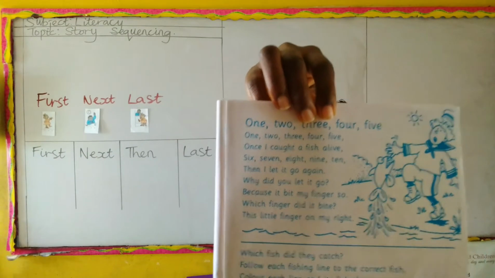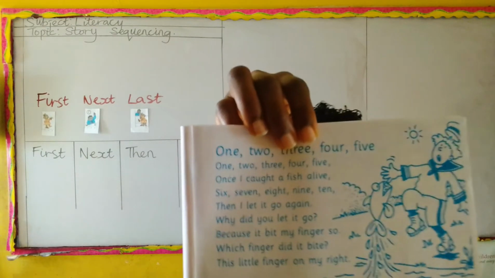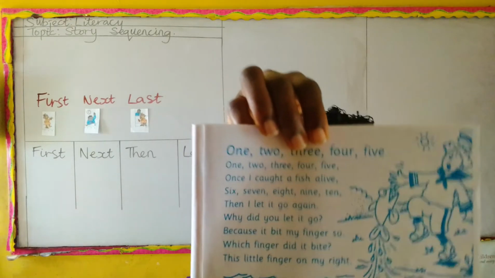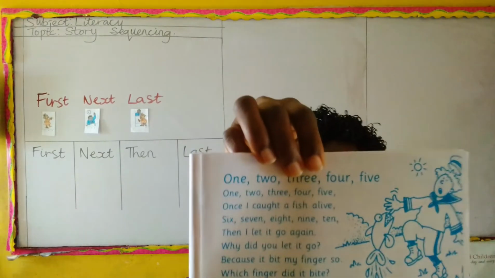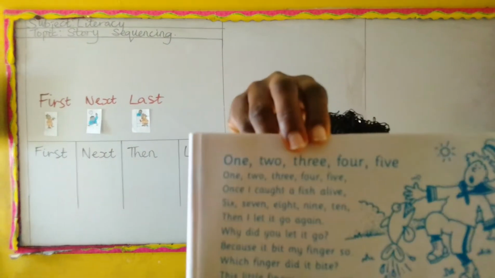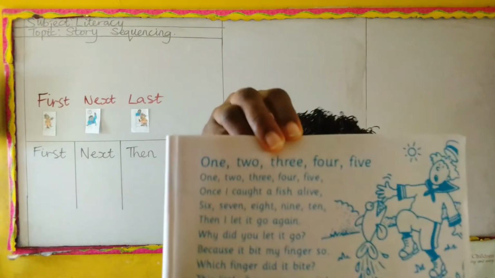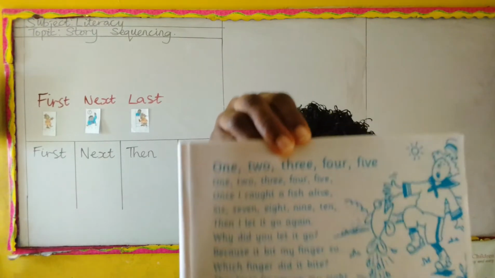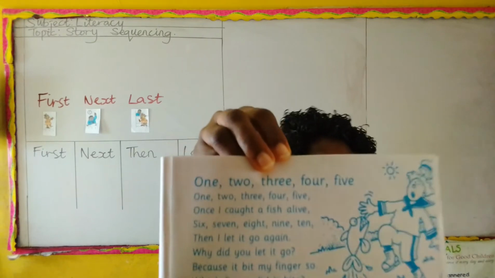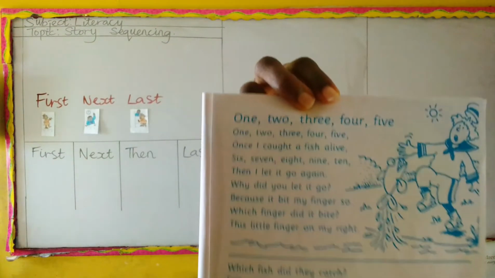So let's sing along. 1, 2, 3, 4, 5. Once I caught a fish alive. 6, 7, 8, 9, 10. Then I let it go again. Why did you let it go? Because it bit my finger so. Which finger did it bite? This little finger on my right. Let's go again. 1, 2, 3, 4, 5.